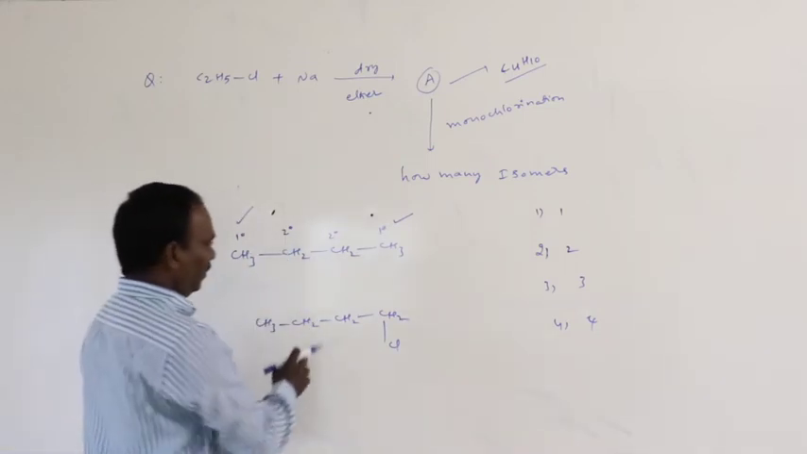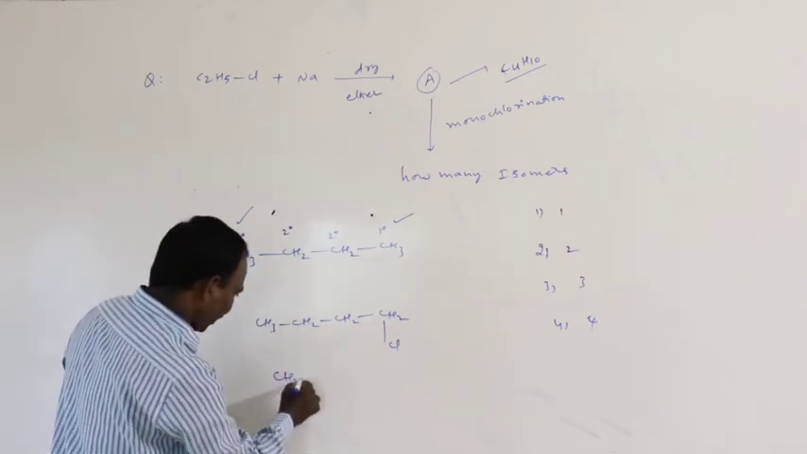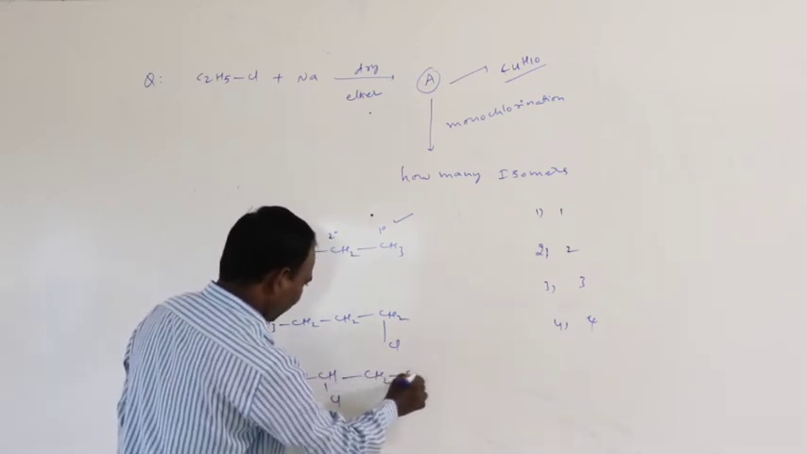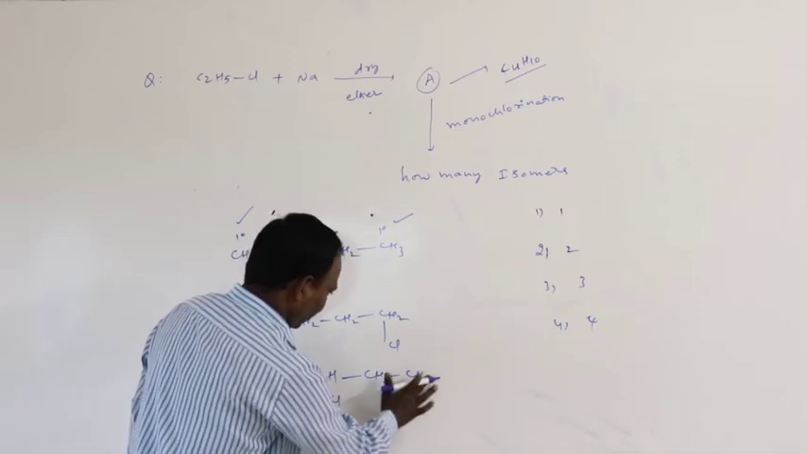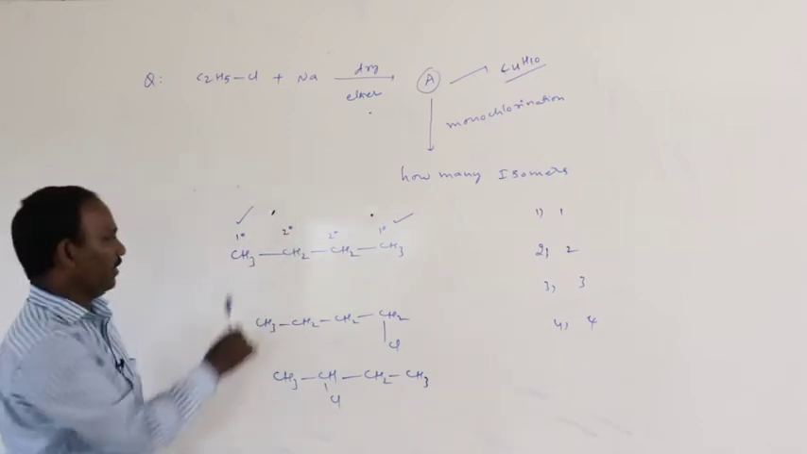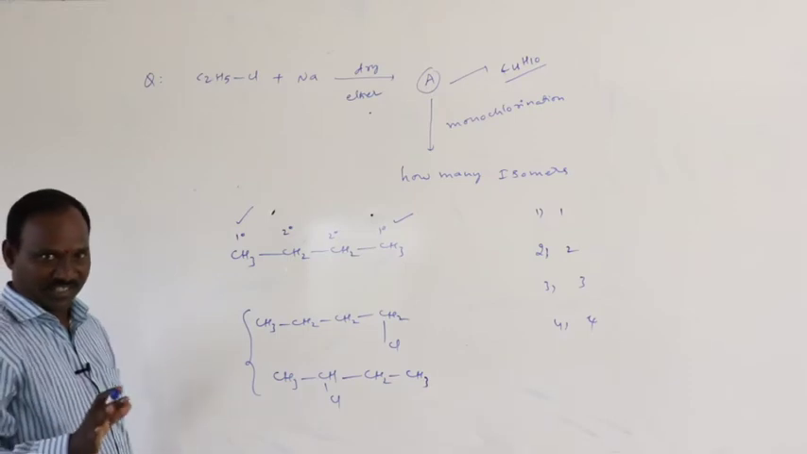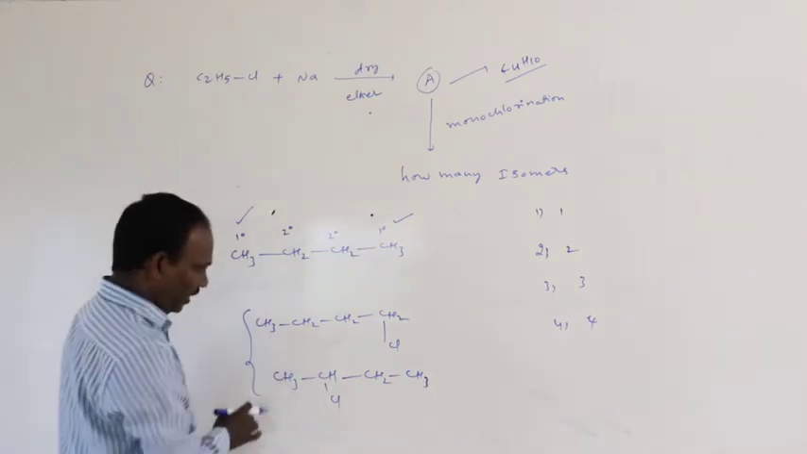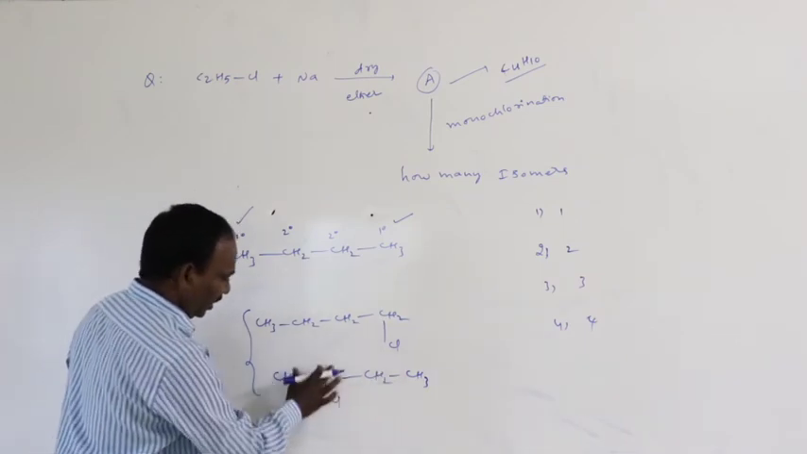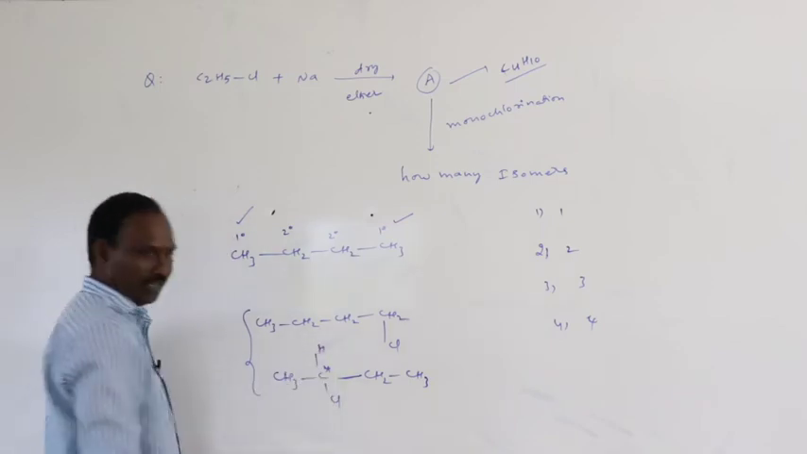If secondary hydrogen is replaced by chlorine, one more compound is obtained, that is CH3CHClCH2CH3. Primary hydrogen replaced by chlorine and secondary hydrogen replaced by chlorine, so 2 isomers are obtained in this reaction, but that is wrong. Why? Because in the second isomer CH3CHClCH2CH3, here it is a chiral carbon atom.